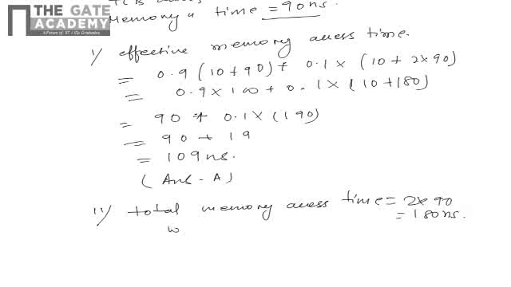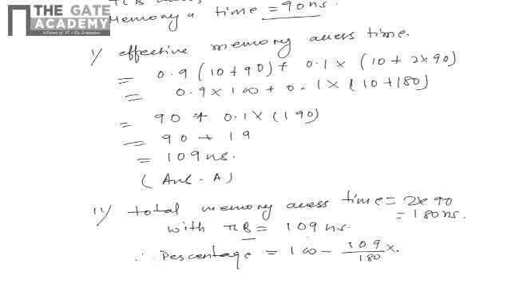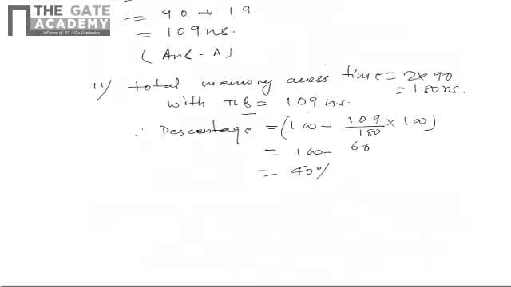Okay, and with the TLB, in the first part you have found out the effective memory access time if you consider the TLB also. Okay, that is the translation lookaside buffer. If we consider it, then this is 109 nanoseconds, right? So therefore the percentage will be how much? The percentage will be 100% minus, this is 19 into 180 by 100. Okay, so that will be 100 minus 60, so that will be a 40% reduction.